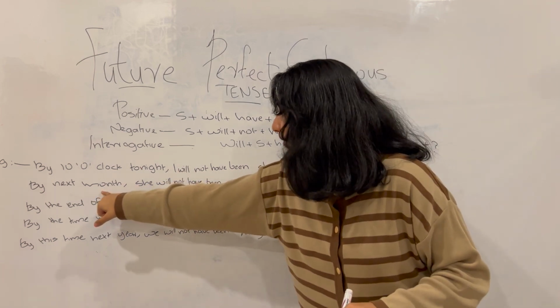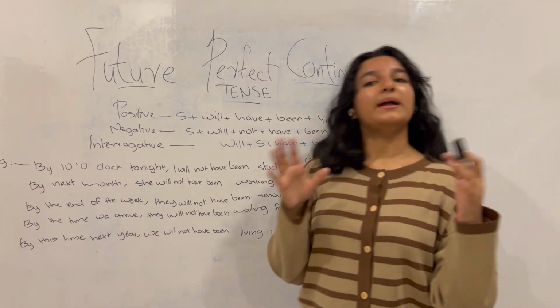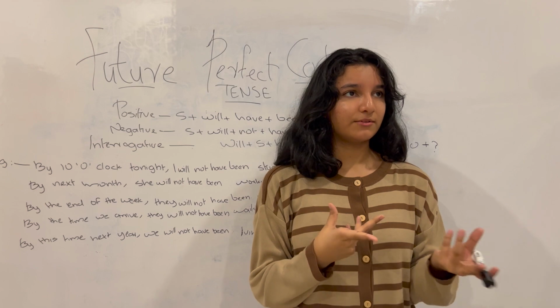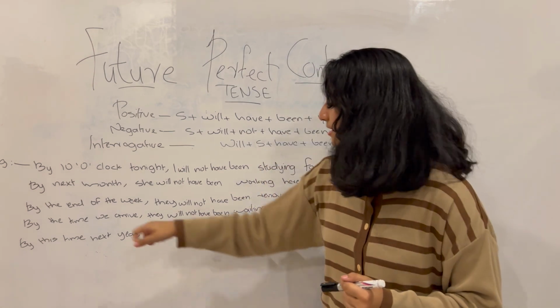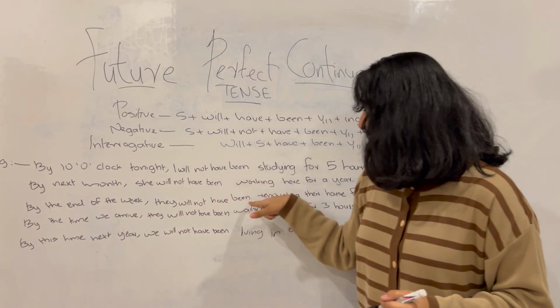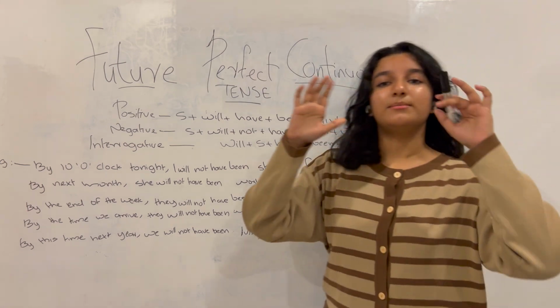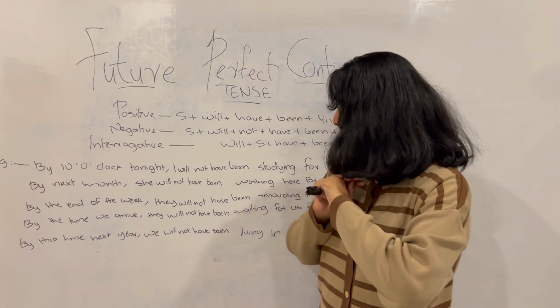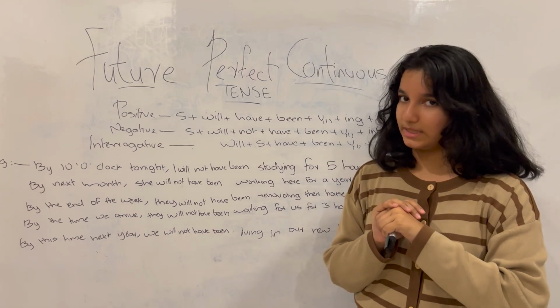So next up, by next month, she will not have been working here for a year. She might have been working here for less or more. Who knows? By the end of the week, they will not have been renovating their house for 2 months. So by the end of the week, the renovation on the house will not have been for 2 months. It might have been for less.